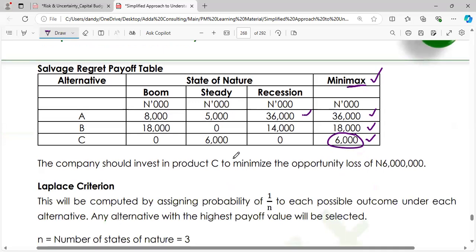You can see it's pretty straightforward. Just understand what you need to do in each of the decision criteria. Yes, the last one is Laplace criterion, Laplace rule. Under Laplace rule, you are supposed to assign probability of 1 over n to each possible outcome. So the n is the number of states of nature. Therefore, the probability that you are going to assign will depend on the number of states of nature. In this question, we have 3 states of nature: boom, steady, and then recession. Therefore, 1 over 3, we are going to assign to each payoff value.